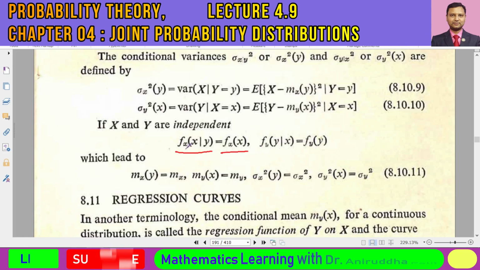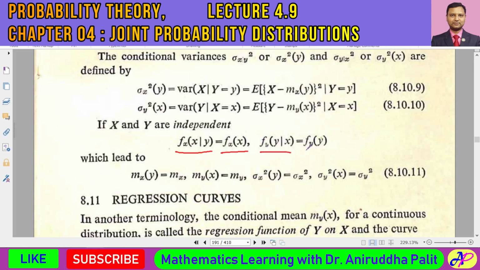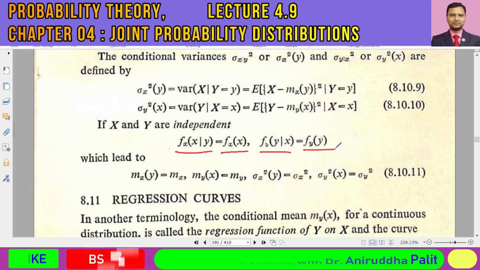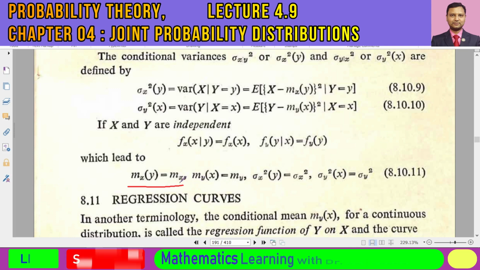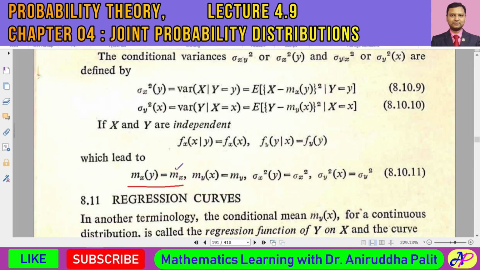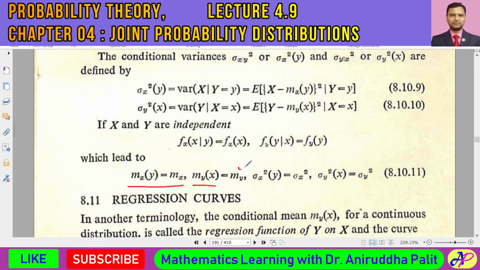So the conditional density function of X would become equal to the marginal density function of X, and the conditional density function of Y will become equal to the marginal density function of Y. As a consequence, the conditional mean would become equal to the marginal mean, and therefore the conditional mean of X becomes the marginal mean of X, and the conditional mean of Y will be the marginal mean of Y.